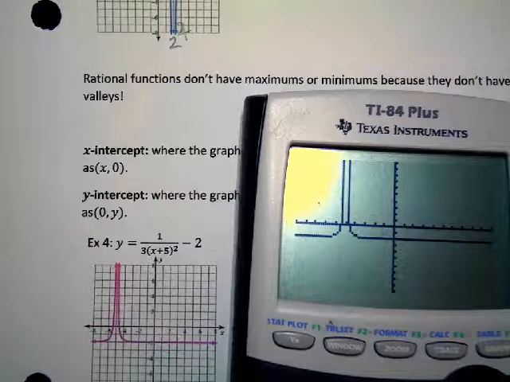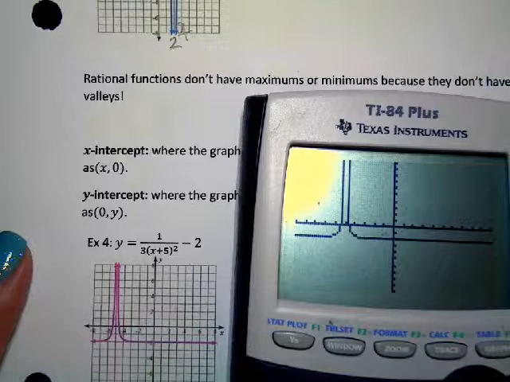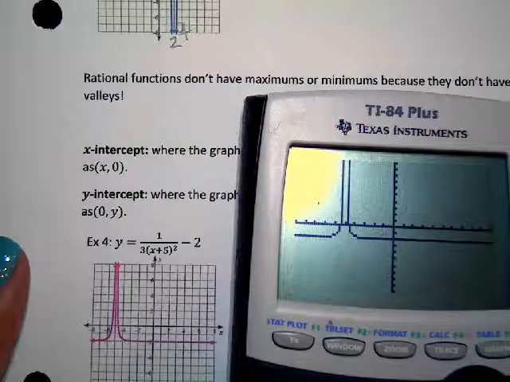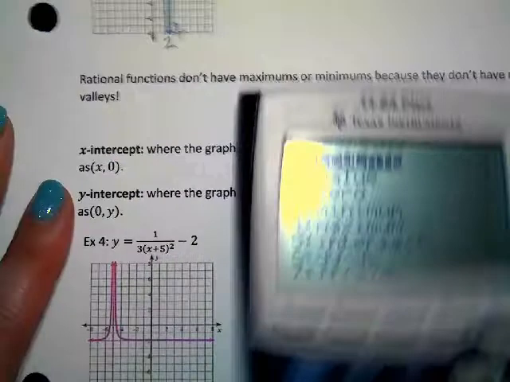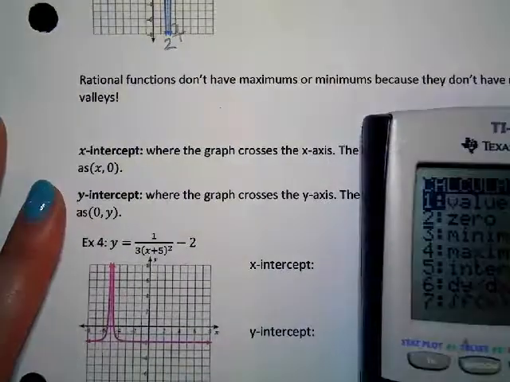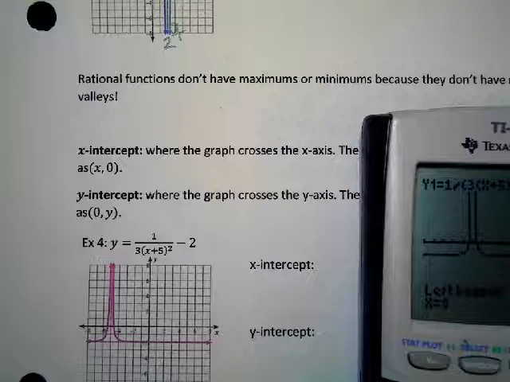All right, so how do we find the x-intercepts? X-intercepts, what do we do? Second trace, option 2. Second trace, option 2, what do we do? Do you want to scroll to find them, or do you want to do the left bound, right bound by plugging our own numbers in? It doesn't matter.